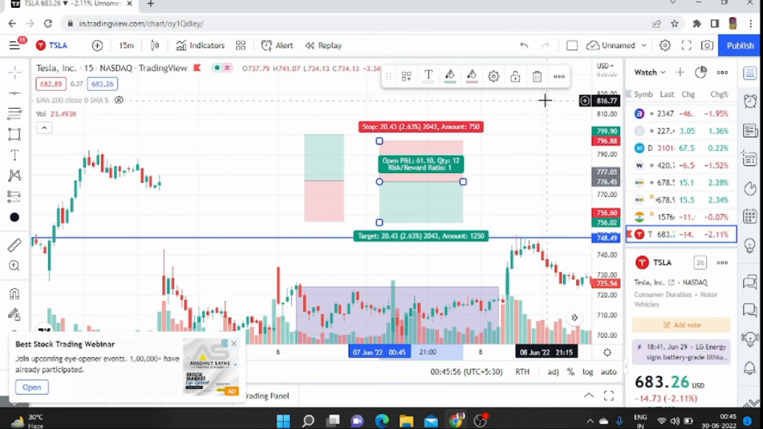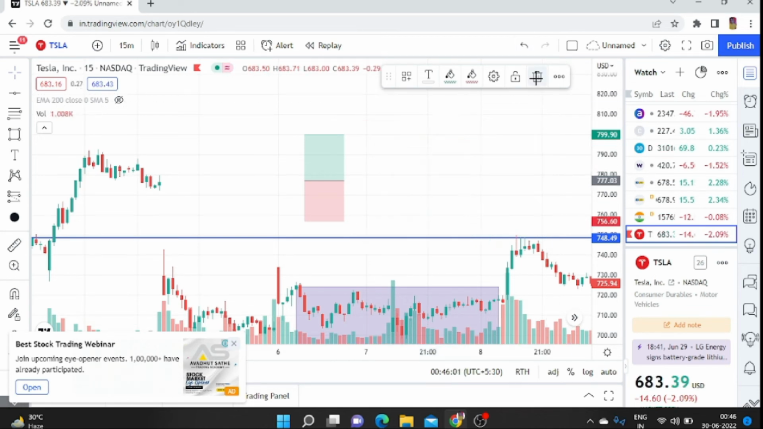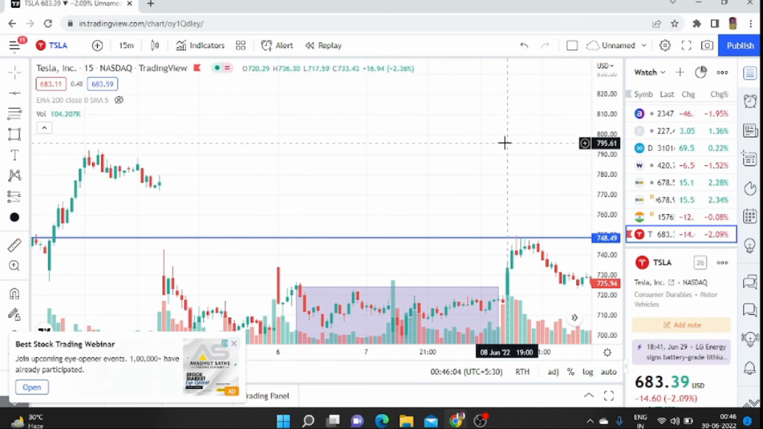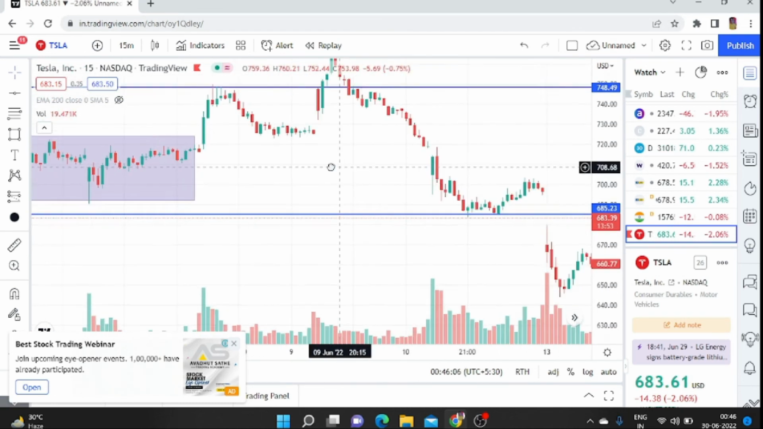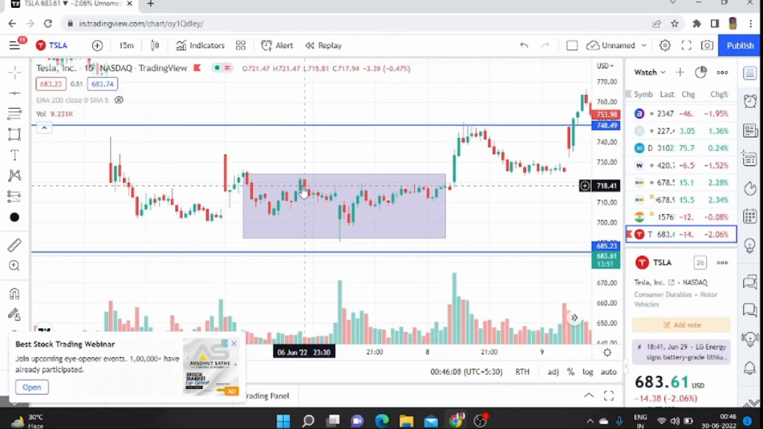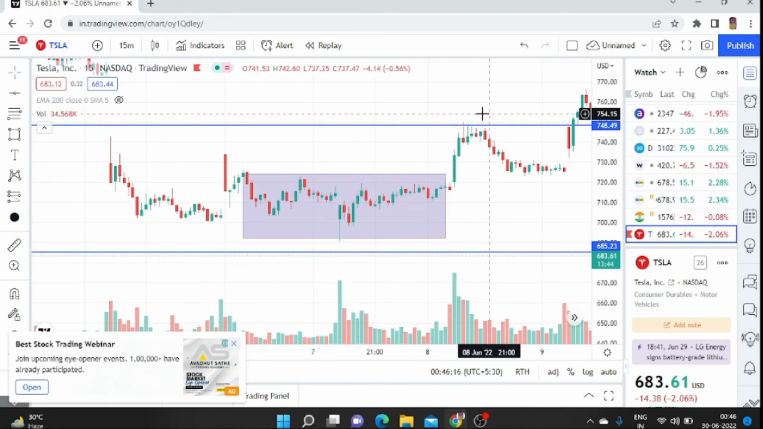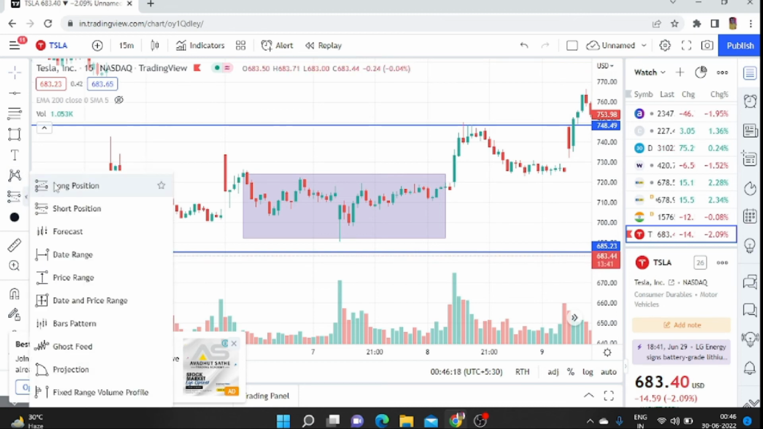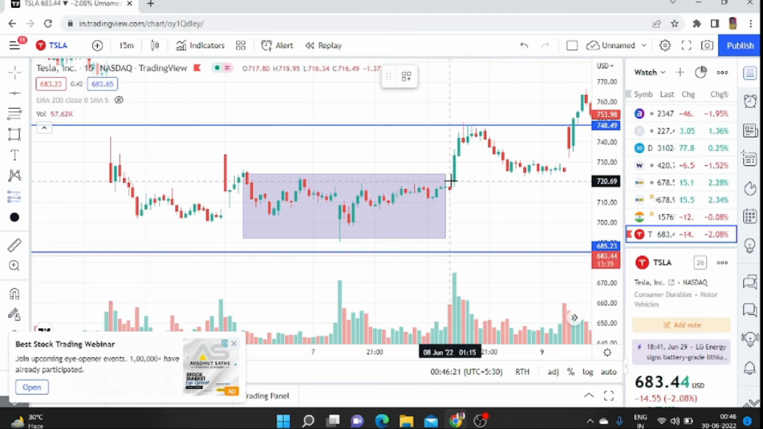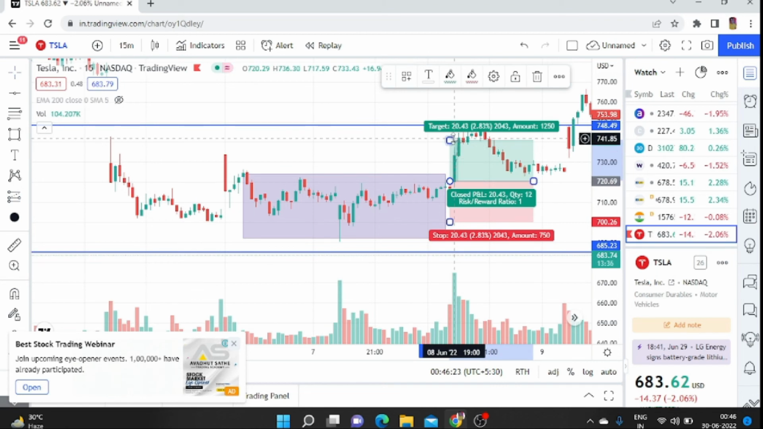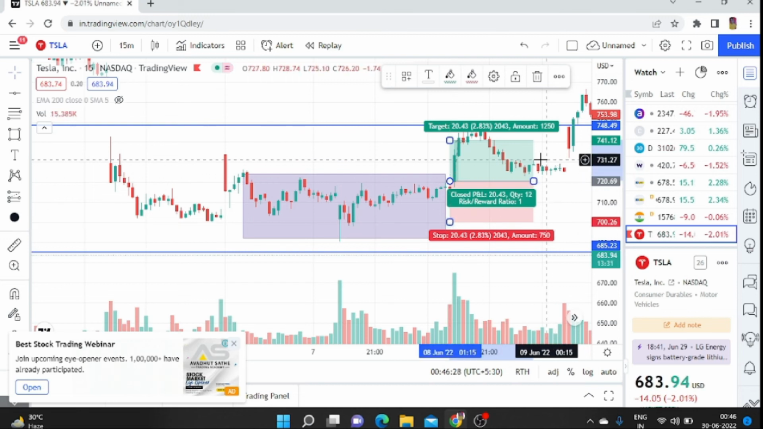So let me show this in the market, then only you can understand the chart. Suppose over here I have drawn a rectangle, and I saw that the market broke this rectangle and it went up, so I have one long position. So I took a trade over here. My reward will be up to here, up to this candle, and my risk will be up to here. So my risk to reward is 1 is to 1.